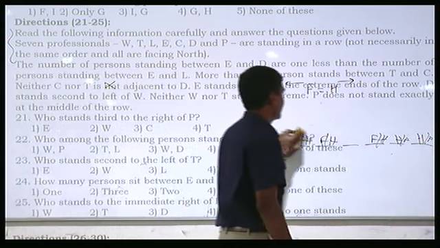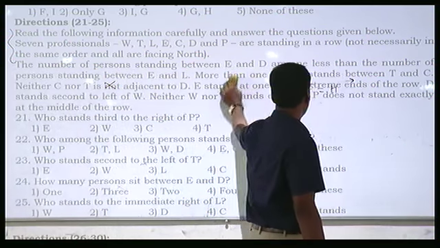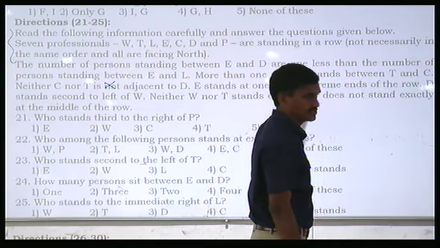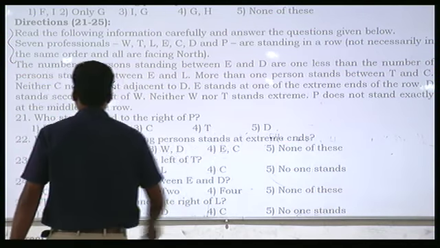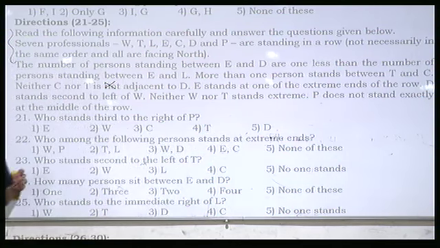E stands at one of the extreme ends of the row. From this, you can start the information. E stands at one of the extreme ends of the row, and D stands second to the left of W. Neither W nor T is at the extreme end. P does not stand exactly at the middle of the row.